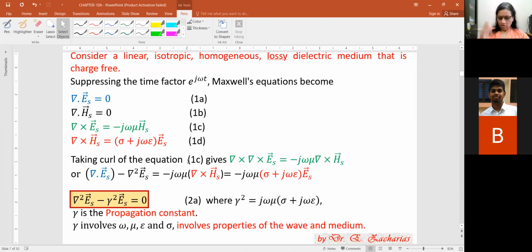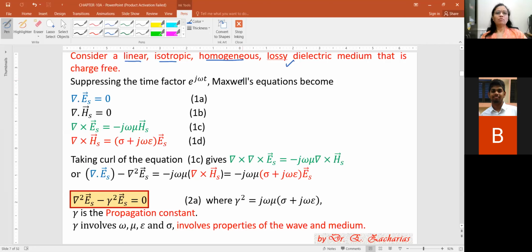Okay, so now in all our discussions, we will be dealing with linear, isotropic, homogeneous materials. Okay, so let's start off with the lossy dielectric satisfying all these three. And you also assume that there is no free charge.